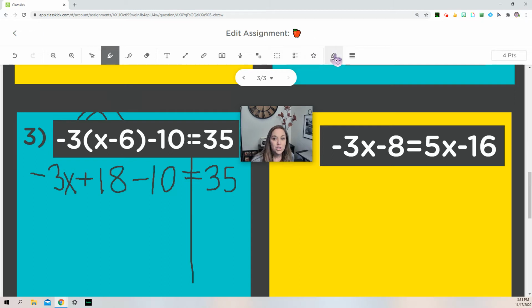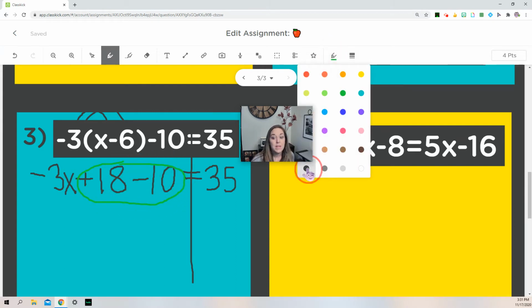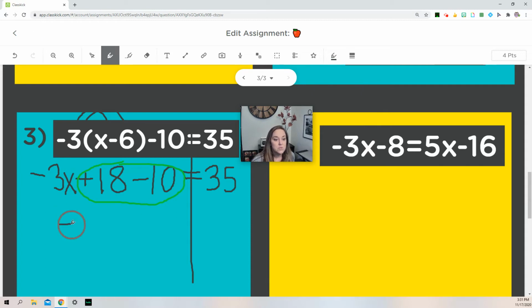And now my like terms are positive 18 and a -10. These are on the same side of the equation, and I can combine them because they're on the same side. So now I get -3x, and positive 18 minus 10 is positive 8. And then I bring down my equal sign and I bring down my 35.